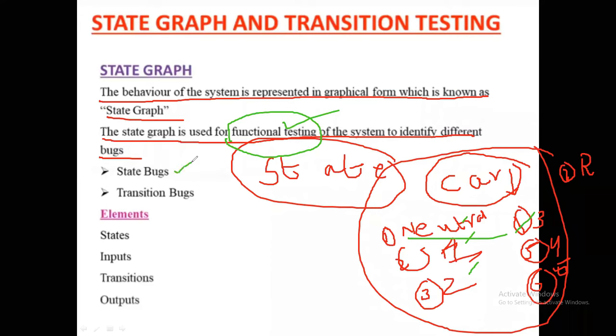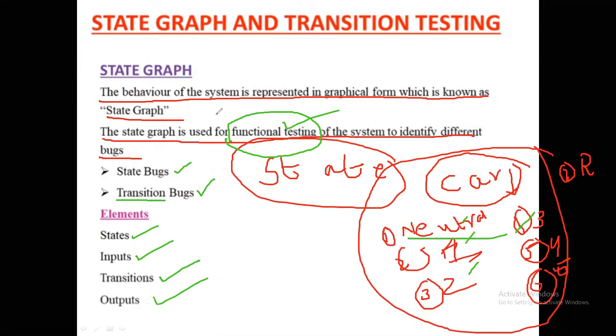Those are state bugs or transition bugs. One is state bugs, another is transition bugs. Transition is when the state is changed from one state to another state, and we get bugs, so we call them transition bugs. And what are the elements? In these state graphs we have different types of elements. One is states, second is inputs, third is transitions, and fourth is output.